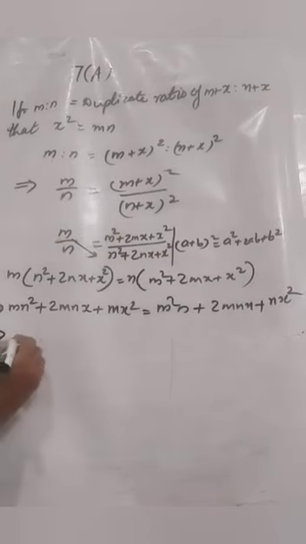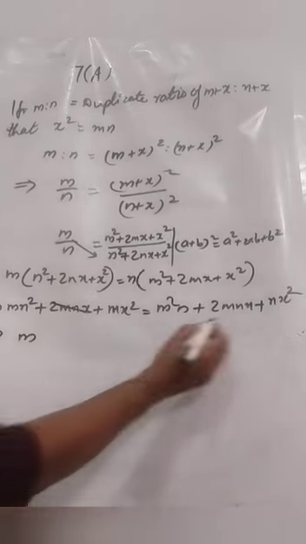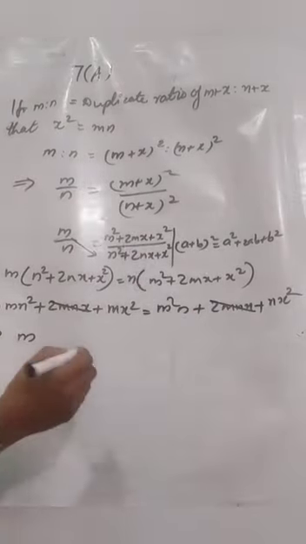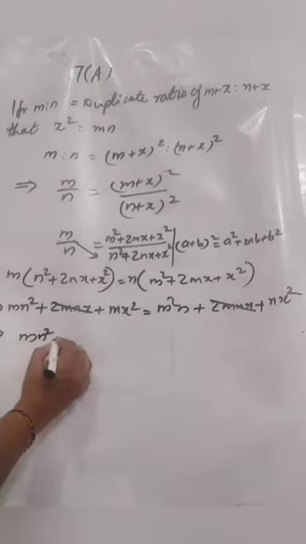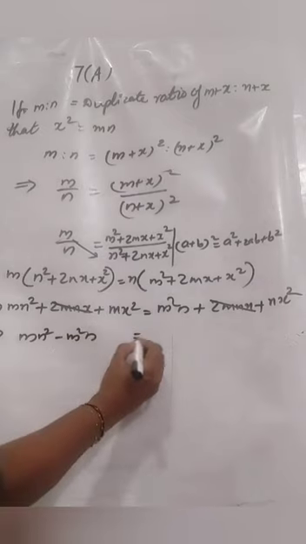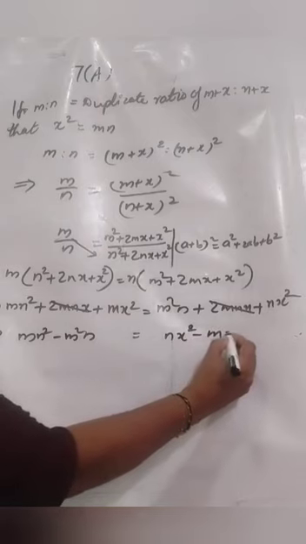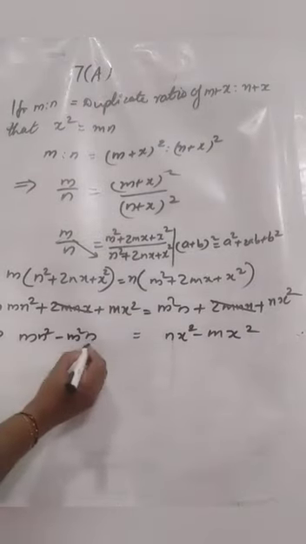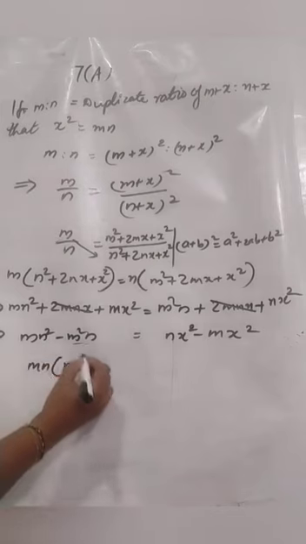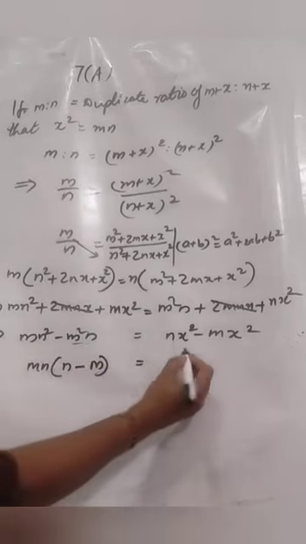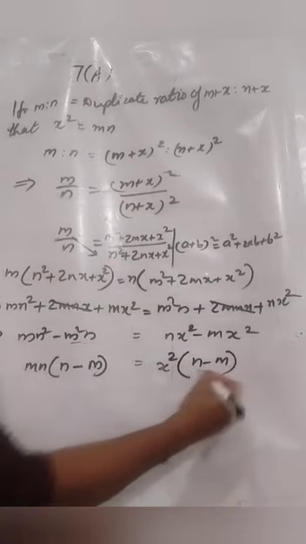Which implies mnx and mnx, when we write to one side it will be cancelled. Mn square, this term you can write to the left side, m square n is equal to square terms, x square terms to the right side, nx square minus mx square. Here what is common for these two terms? Yes, mn is common. Here n is there and here one m is equal to, for these two terms x square is common, take it outside, n minus m.